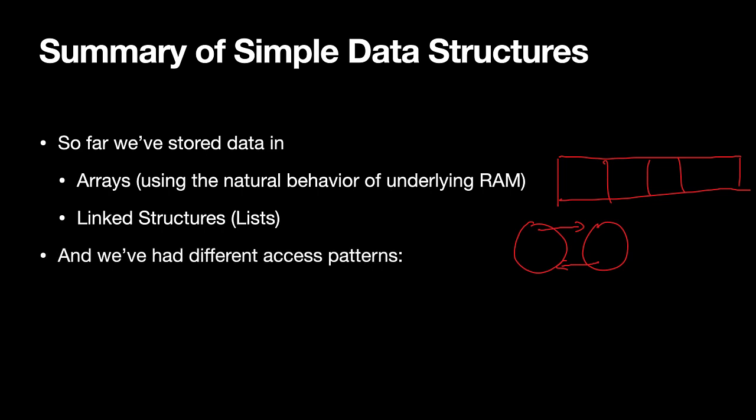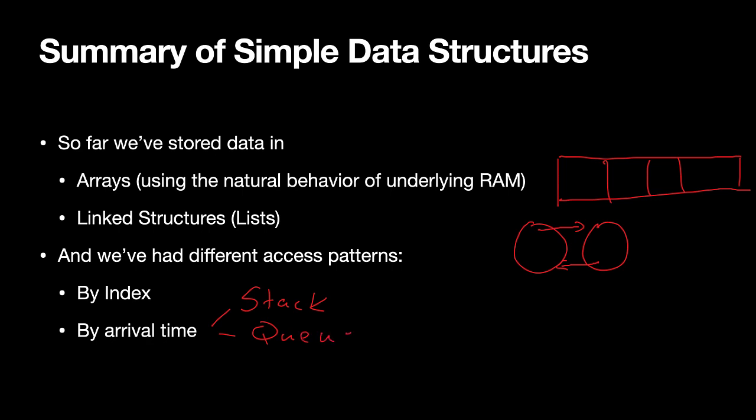We've also looked at different access patterns, and these different access patterns could apply to things that use either an array or a linked list. So we've looked at access by index. These are typically referred to as list-based operations. We've also looked at access by arrival time. If you remember, that's where the idea of the stack and the queue come in. We've also talked about priority queues, which is our topic for this module, where things are accessed based on some additional property that indicates how important they are.